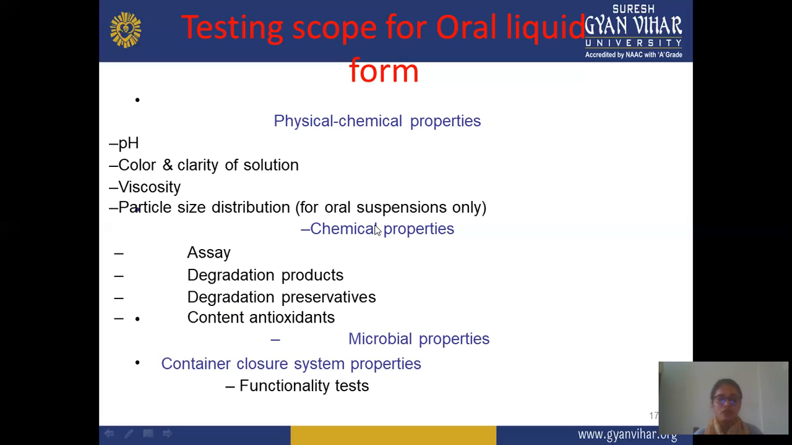Next is microbiological property or microbial property. In this case, it is similar to the solid dosage form. In this, you check whether the container, formulation excipients or your packaging material are appropriate or not for your formulation.